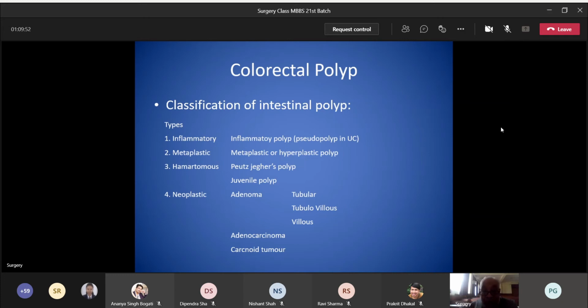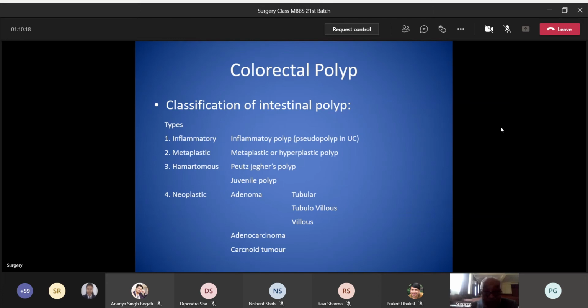Metaplastic means these cells are hyperplastic, they are an overgrowth, so they change their nature; those types of polyps are known as metaplastic polyps. Hamartoma, so these are different cells of origin in one polyp, like in Peutz-Jeghers polyps and juvenile polyps. They are hamartomas, they have the origin of different cells.